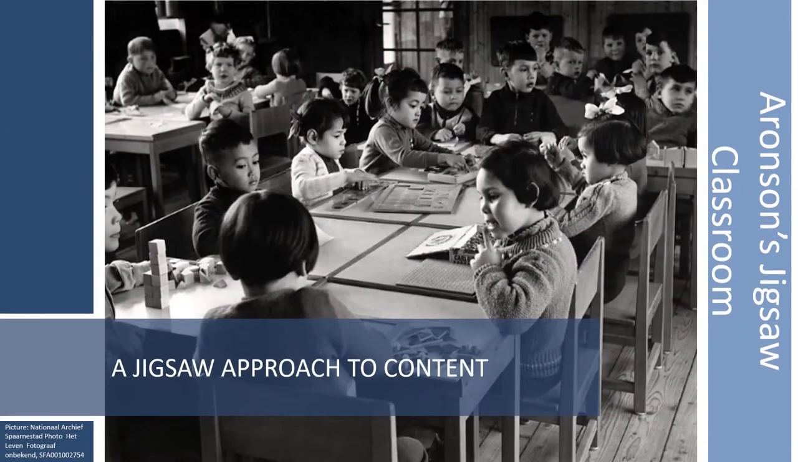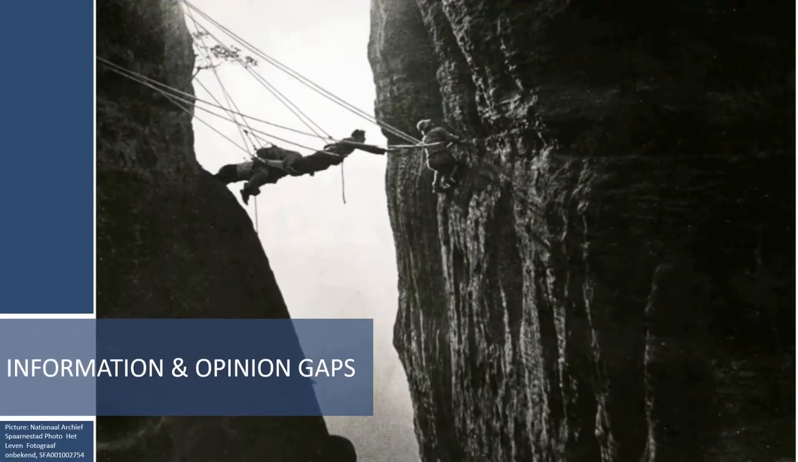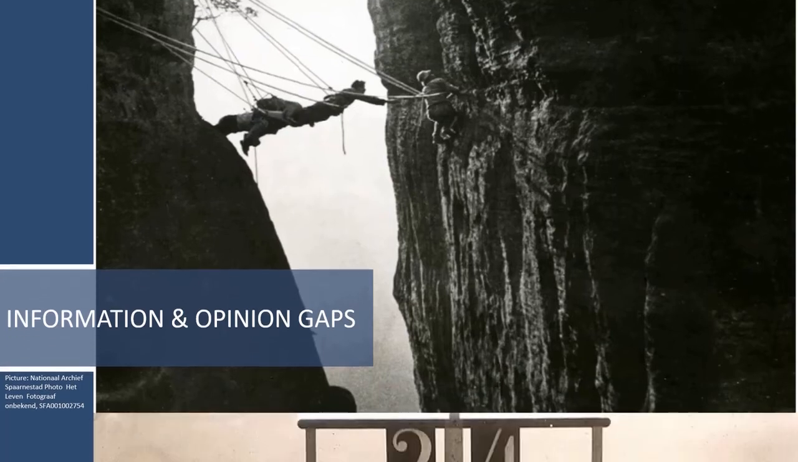Our twist is that we add a jigsaw approach to this content. So this is borrowed from Aronson's Jigsaw Classroom. We take that content, we divide it up, and then we give students the different bits of content, and then they reassemble it in the class time. What this means is that we create information and opinion gaps. And research has shown that these are crucial for engagement. Essentially, if one student is telling someone else something that they don't know about, then that creates an information gap, and that means they're more likely to be interested.